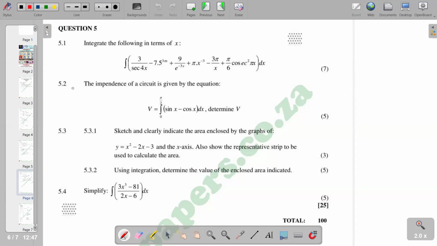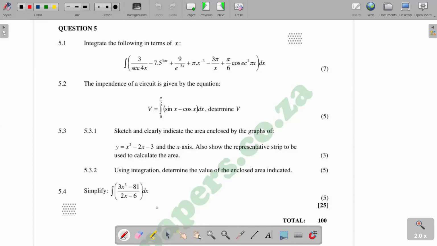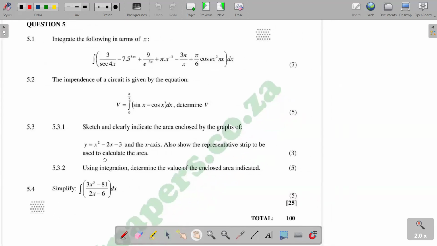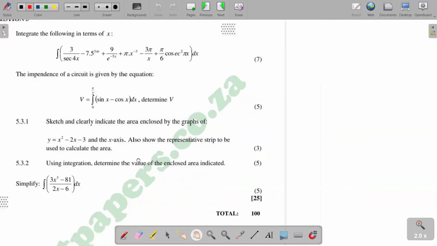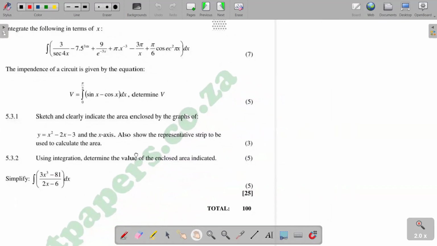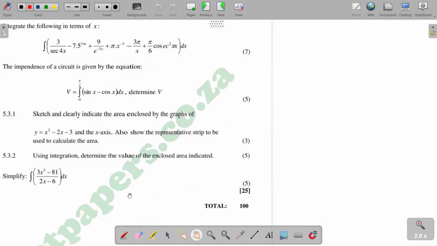Good morning. Today we are going to continue with the paper Mathematics N4, which was written in March-April 2025. So we are going to concentrate on question 5, which is concentrating on integral calculus. So we are going to start with question 5.1. On question 5.1, they are saying integrate the following in terms of x. So we are going to integrate that with respect to x.